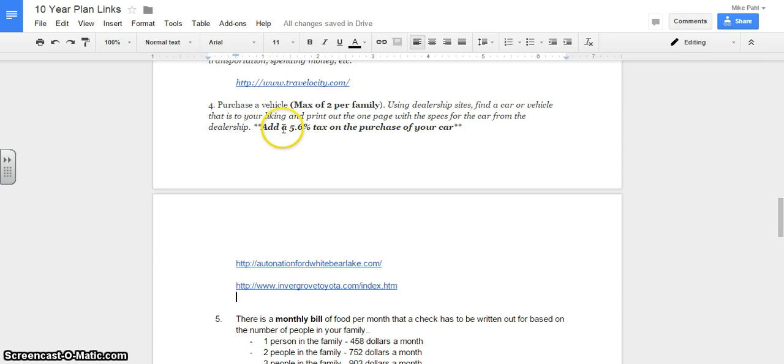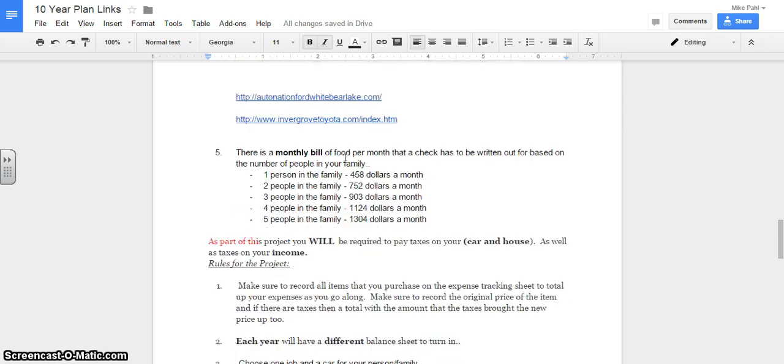When you purchase your car, let's say you purchase a car for $20,000, you also have to add a 5.6% tax on your car. So you have to pay tax on your car. So you're going to write me out a check for your car plus your tax, and you're going to show me that.